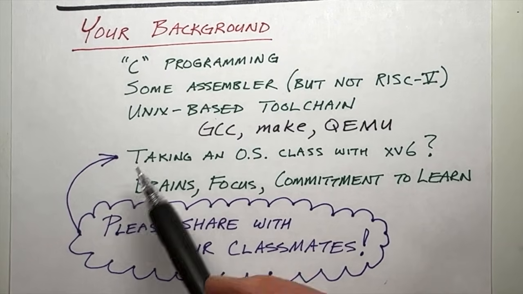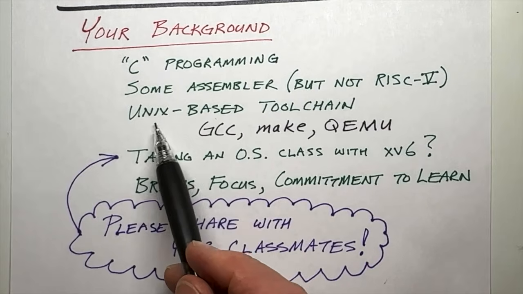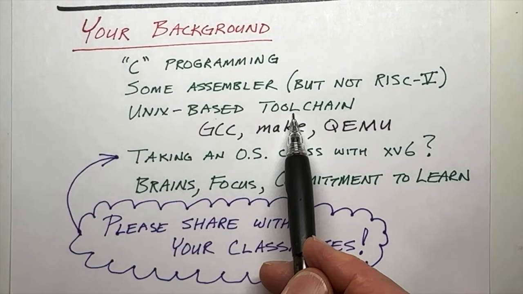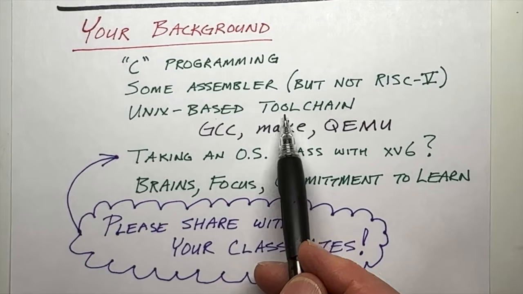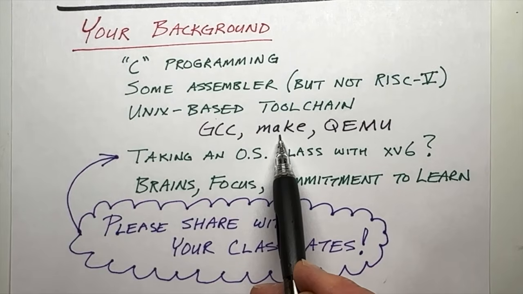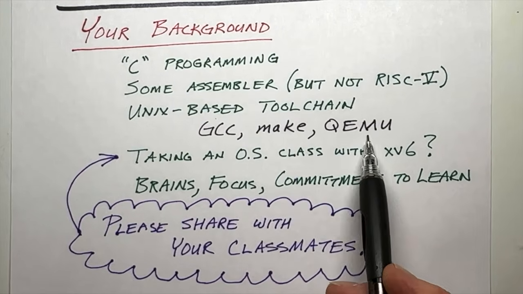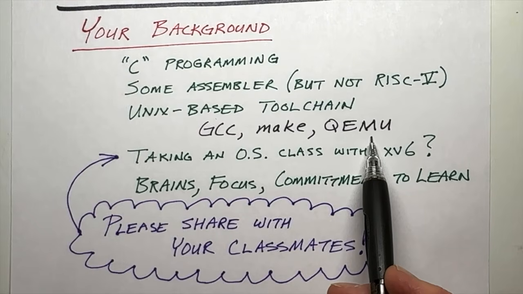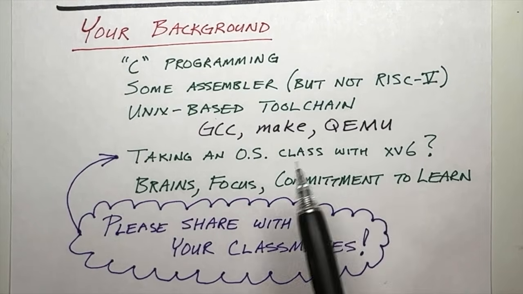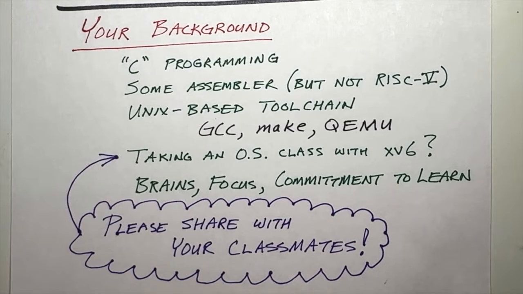xv6 is meant to be compiled and run on a Unix-based system, so you'll need the basic toolchain with the C compiler, the make utility, and so on, as well as the QEMU emulator software. I compile and run xv6 on my Macintosh laptop, but you could also use just about any Linux system or run it under Windows using Windows Subsystem for Linux.